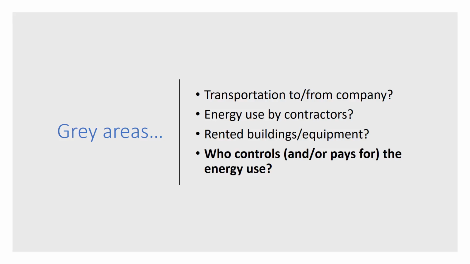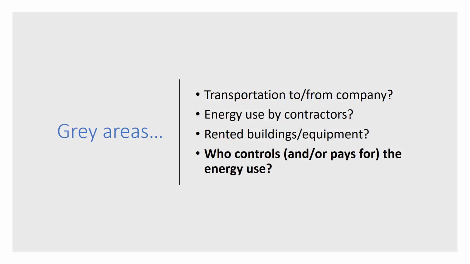Now, defining the scope may sound easy, but determining what to include in the review is not always so straightforward, and you will no doubt run into questions here. For example, should I include transportation of people, raw material, or finished products to and from the company? What about activities carried out by my subcontractors, on-site and off-site? And how should I deal with buildings or equipment that I'm only renting? These questions may not have straightforward answers, but the rule of thumb is that if you pay for or control the use of energy related to that activity, then it should be included. And vice versa is also true.